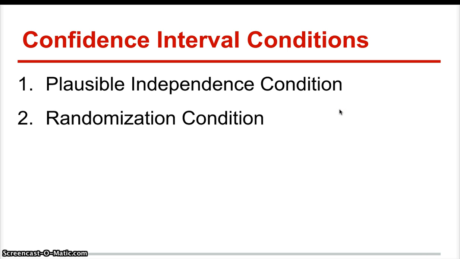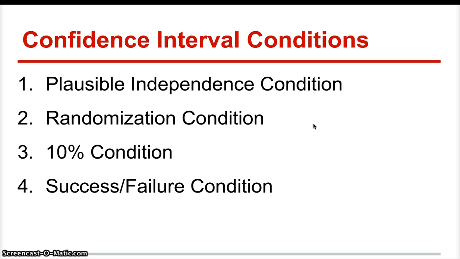The next condition, again, is random. Is everything random? The 10% condition: are we less than 10% of the whole population? And the success/failure condition: is our np greater than or equal to 10 and our nq greater than or equal to 10? The last three are all conditions that we've checked before. Now we have to check something called the plausible independence. Again, that's just, is it likely that these things affect each other or don't affect each other?